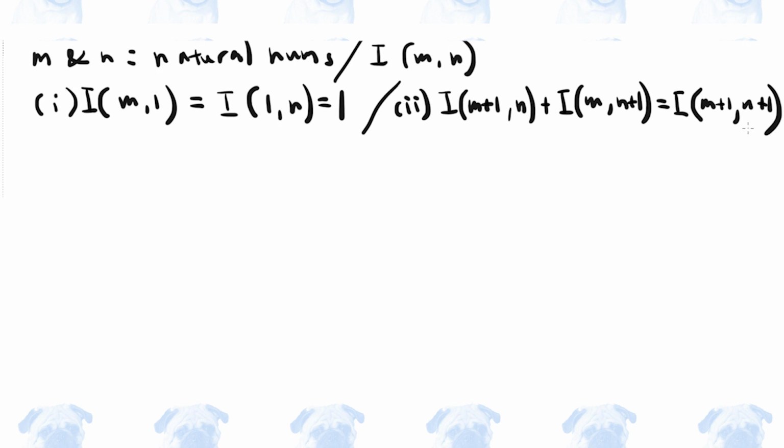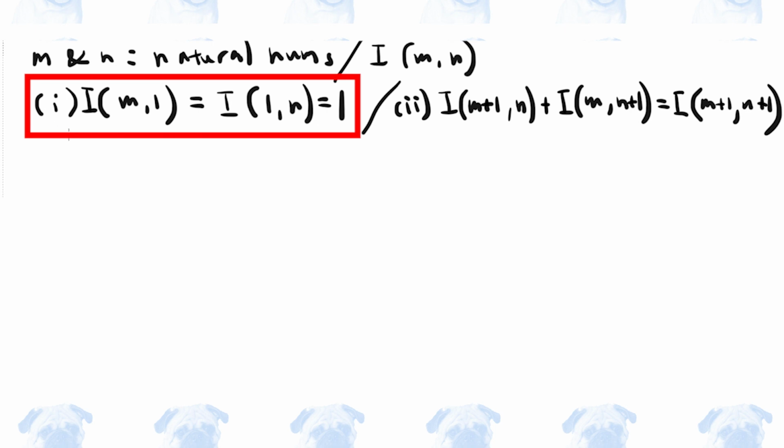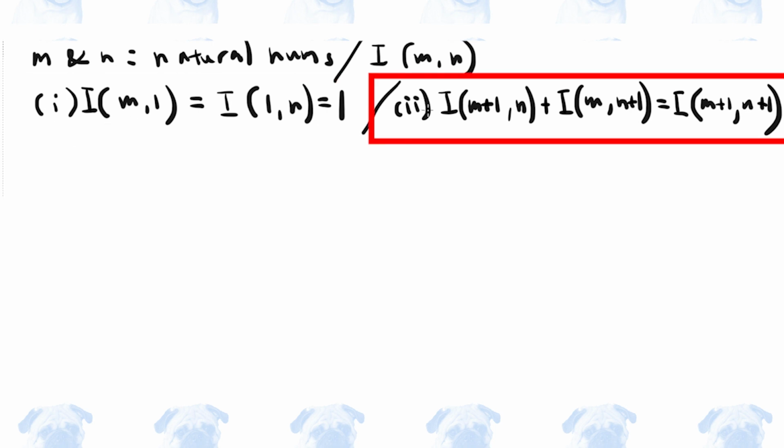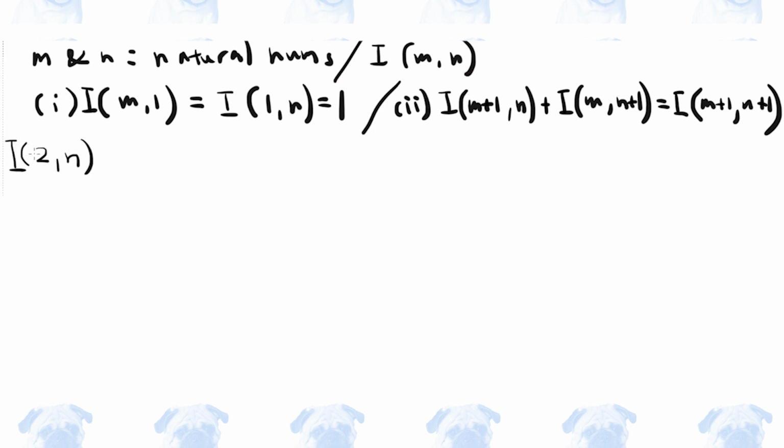So in this question, we have a function with two variables, and both m and n are natural numbers, and the function I is defined inductively. Number 1 is the base case, and number 2 expresses the inductive step. And in question 1, we need to find I of 2, n, as well as I of 3, n.